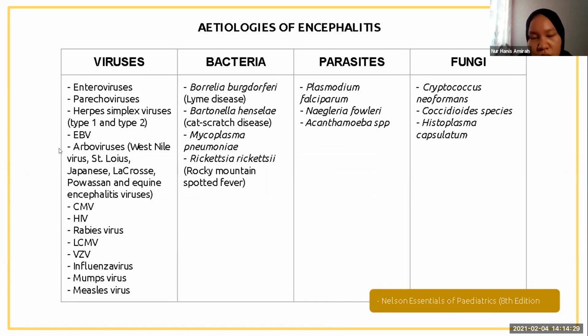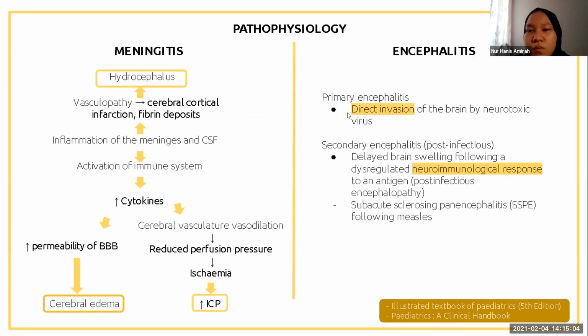So HSV type 1 can cause infection after the neonatal period. Type 1 is the orofacial herpes, which can cause focal lesion. Type 2 is the genital herpes. It can cause infection in the newborn child. But if it is treated promptly, then the patient may resolve within a few weeks. And then we'll move on to the pathophysiology of the meningitis and encephalitis.